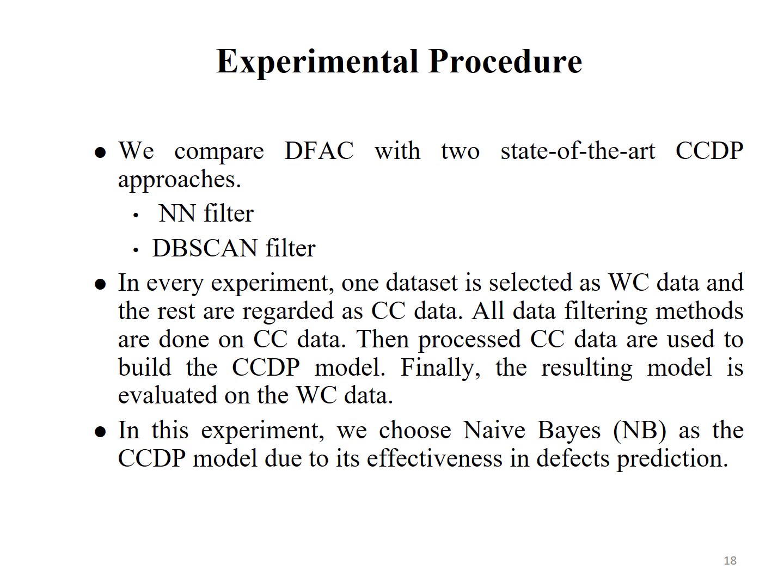All data filtering methods are done on CC data, then the processed CC data are used to build the CCDP model. Finally, the resulting model is evaluated on the WC data. The procedure is repeated 30 times in every experiment to avoid sample bias. Then the mean values of performance are calculated. In this experiment, we choose naive Bayes as the CCDP model due to its effectiveness in defect prediction.